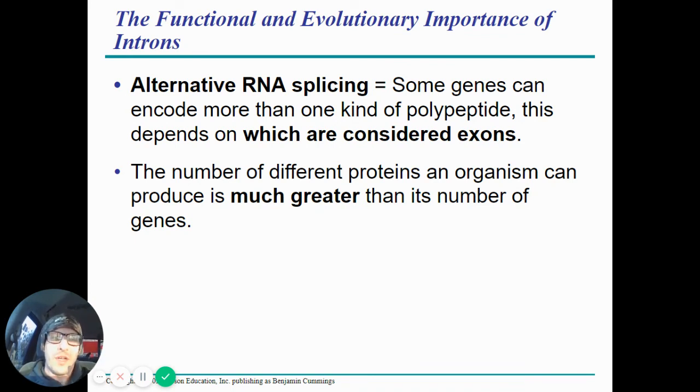So what that allows for is a very, very large increase in genes, not genes, but proteins that can be created. Okay, the number of different proteins an organism creates is much greater because you have different ways of expressing the same gene. In some instances, stretches of DNA called the introns can be considered exons. So that's why splicing is so important. It allows for very, very large diversity and variability and flexibility in the expression of the genes.